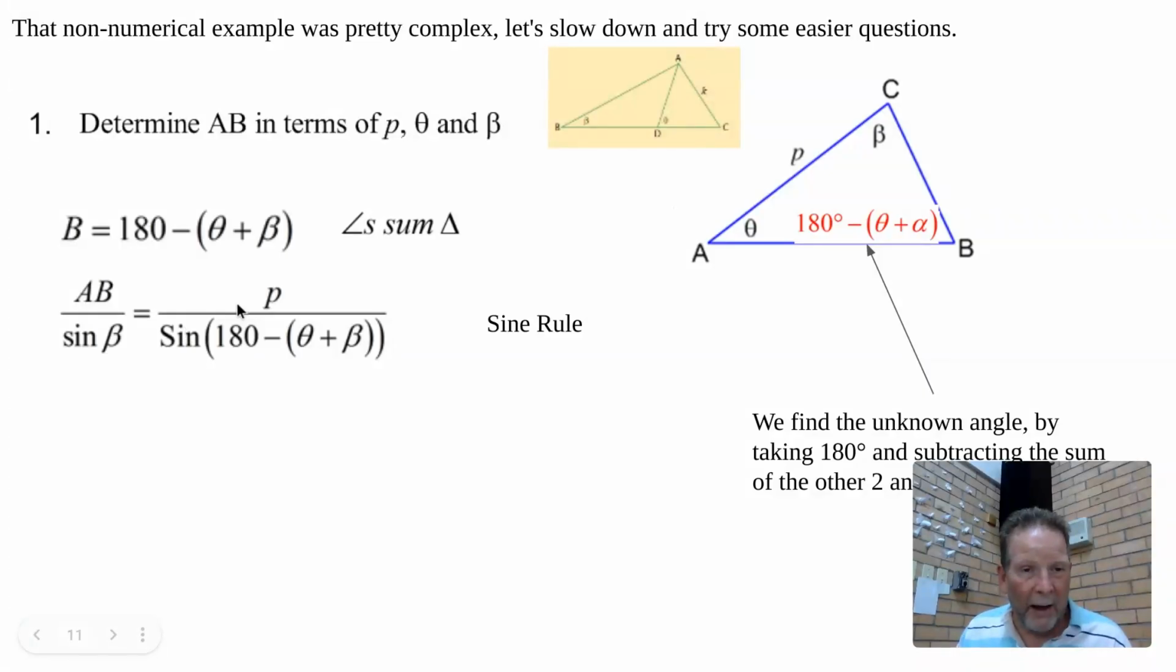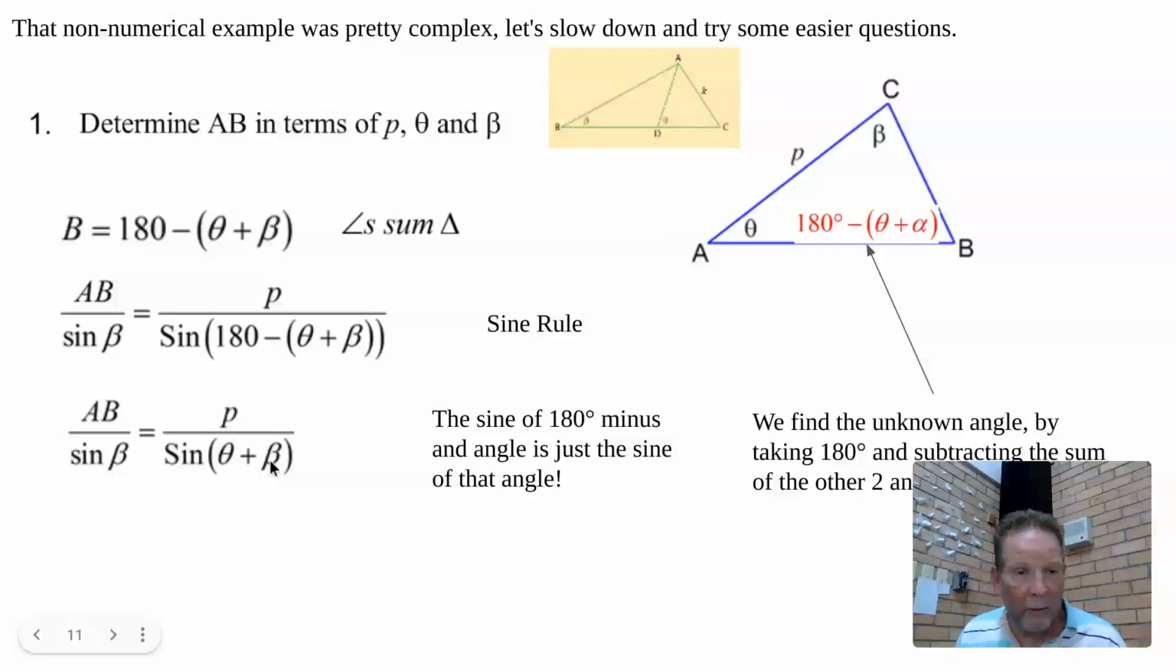If you have the sine of 180 minus an angle, it just equals the sine of that angle. So for instance, the sine of 180 minus 30 is the same as the sine of 30. The sine of 150 is the same as the sine of 30, and it works for all sines. There's two answers: the answer and 180 minus. If you see 180 minus something, you can just rewrite it as the sine of that thing. That's it. That's the big trick.